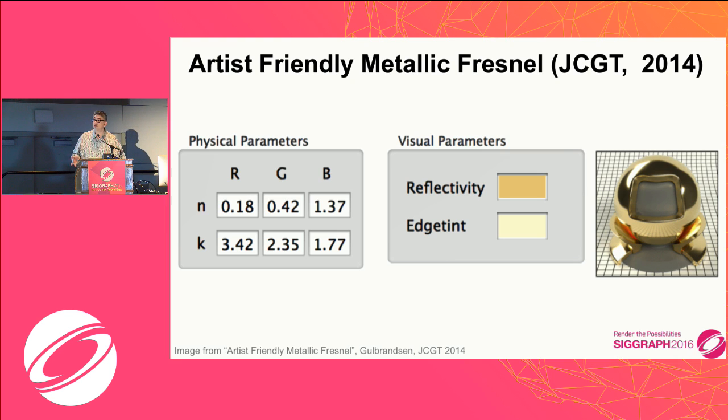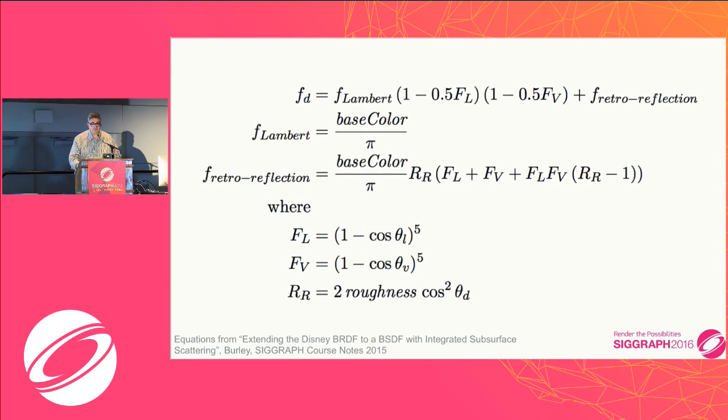More importantly, it's not the most intuitive thing for an artist. And about 2 years ago, there's this very nice paper by Gulbrandsen from Framestore, where he presented a more intuitive parameterization for putting a little bit of a corrective factor to get more of that color shift on edges. And there's a few different production shaders, I believe, using that.